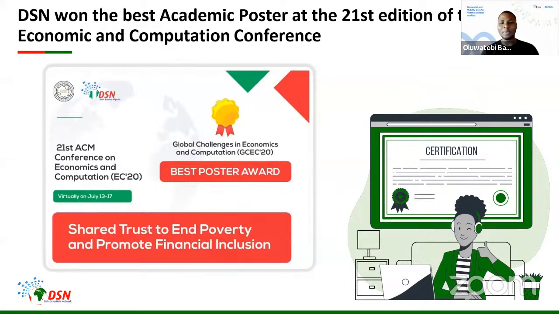DSN also won the best academic poster at the 21st edition of the GECE conference, which is the Global Economic and Computation Conference.